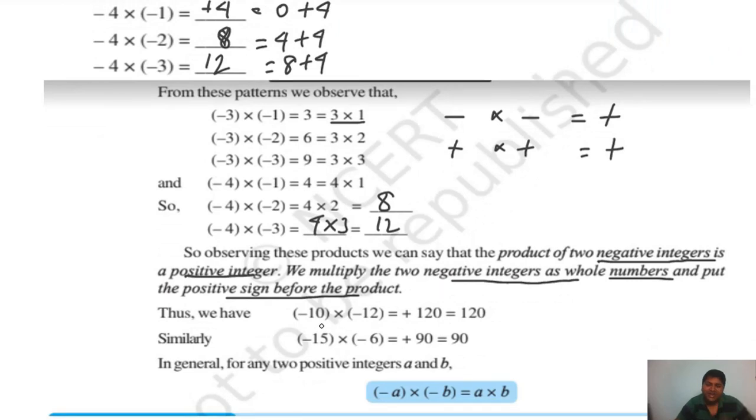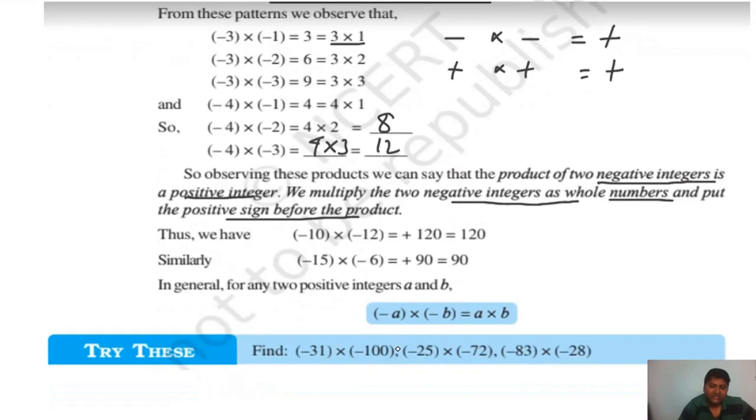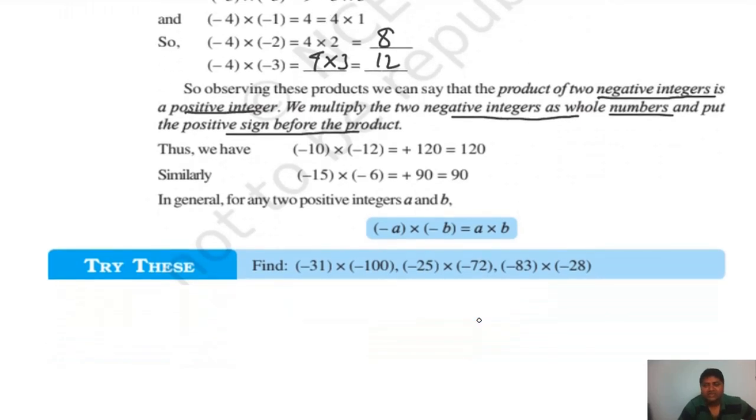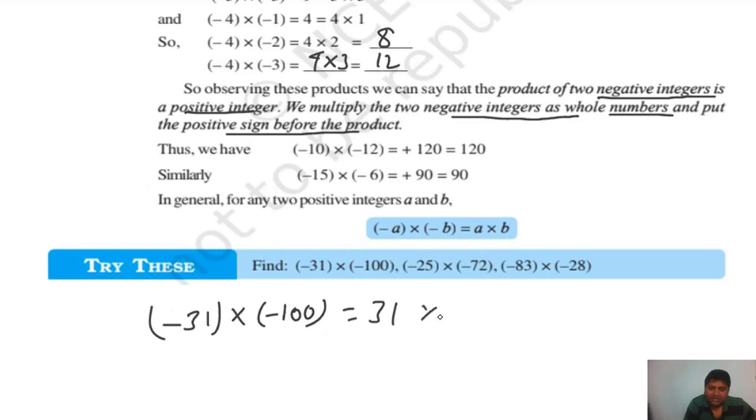So minus 10 into minus 12 means plus 120. Minus 15 into minus 6 means plus 90. So minus a into minus b means a into b; the sign is obsolete. So minus 31 into minus 100 means 31 into 100, and therefore 3100.